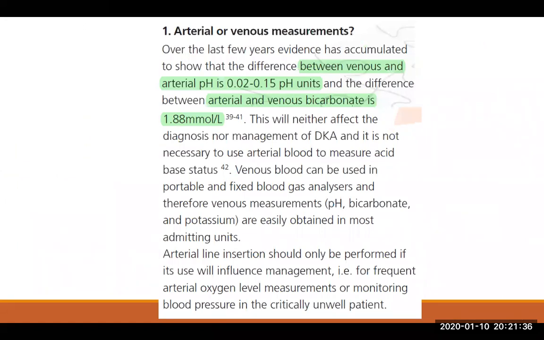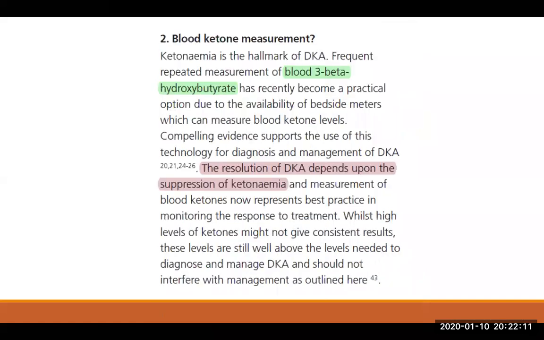Why do we use the venous measurement of blood gases? Because the main difference between the venous and the arterial pH is just 0.02 to 0.15 pH units, so this does not influence our practice in management. And also the difference between the arterial and venous bicarb is just 1.8 millimole per liter, which is not significant in our management of a case. So use venous blood gas.